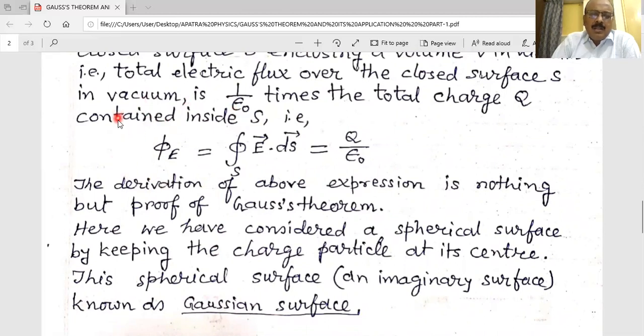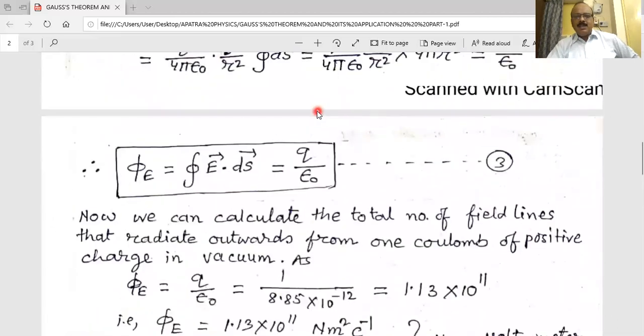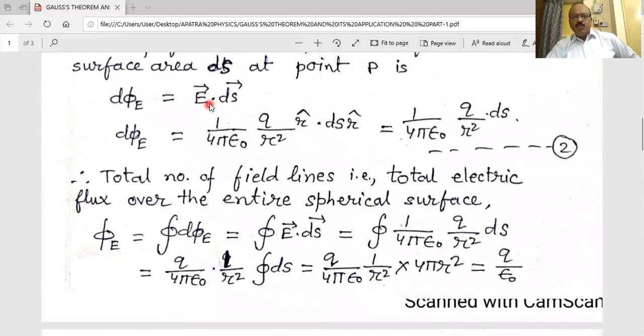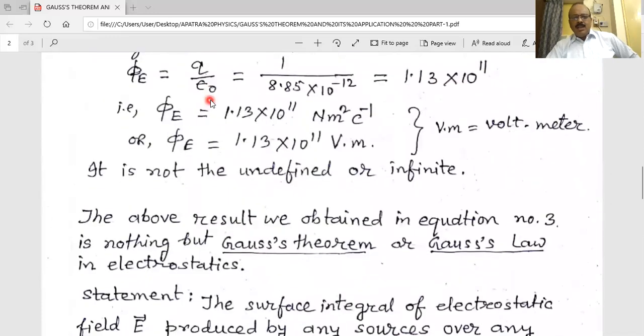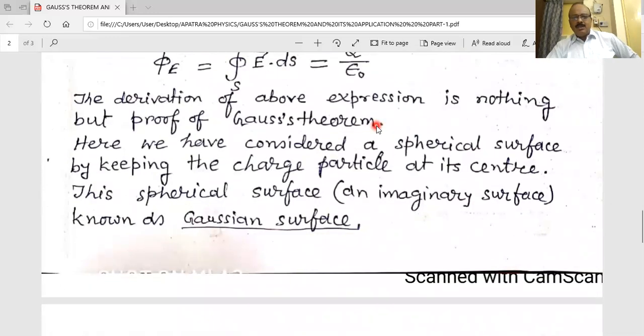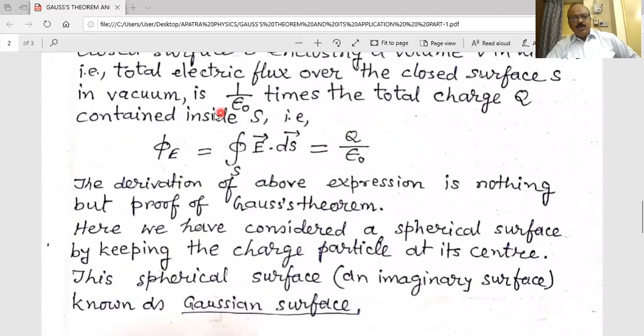The total electric flux over any closed surface, mathematically the surface integral of electric field over any closed surface, is equal to Q by epsilon naught. What is Q? The net charge enclosed by the closed surface. The above expression is nothing but the proof and the statement of Gauss's theorem or Gauss's law. If you know this formula, you can write yourself what Gauss's theorem is, and that is very important for your examinations.